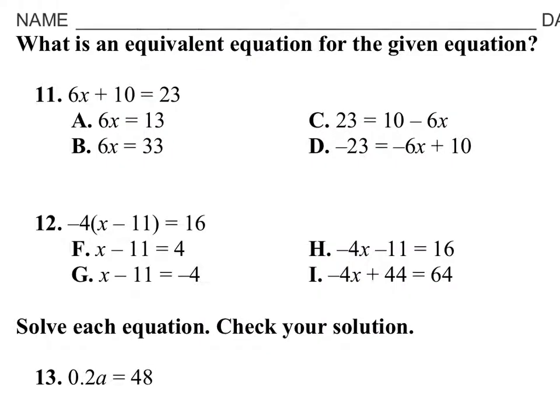6x plus 10 equals 23. We've got to find just an equivalent equation. We don't even need to solve it, but it may help you just to solve all 5 of these and figure out which 2 of them are the same.